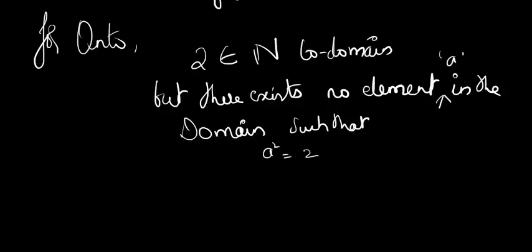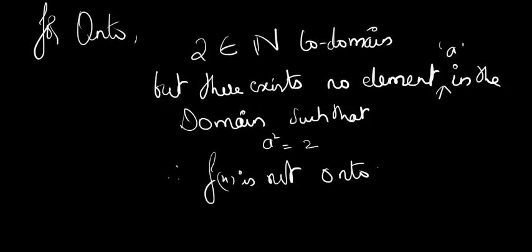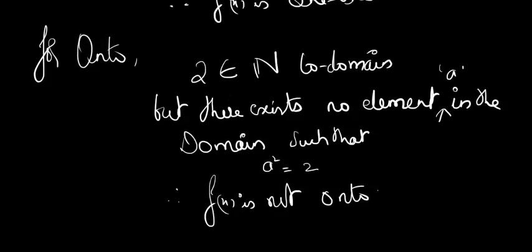Getting me? Therefore f of x is not onto. Okay, you can prove it this way, or you can also try and prove it in a different way, but that's going to be a bit lengthy method. I'm not going to do that. I'm just going to leave it like this. Okay, so that's it. Now let's look at another question.